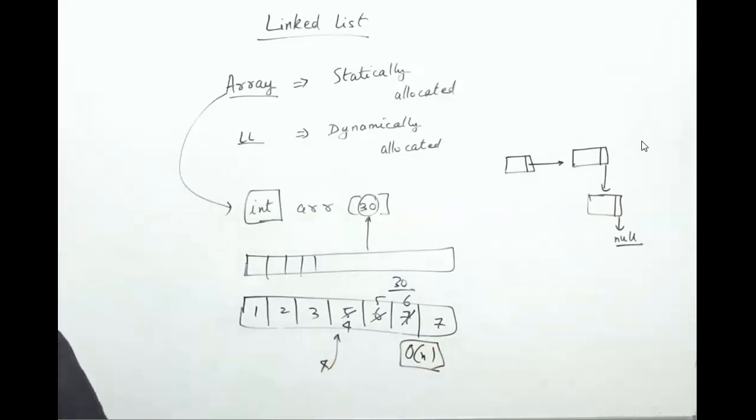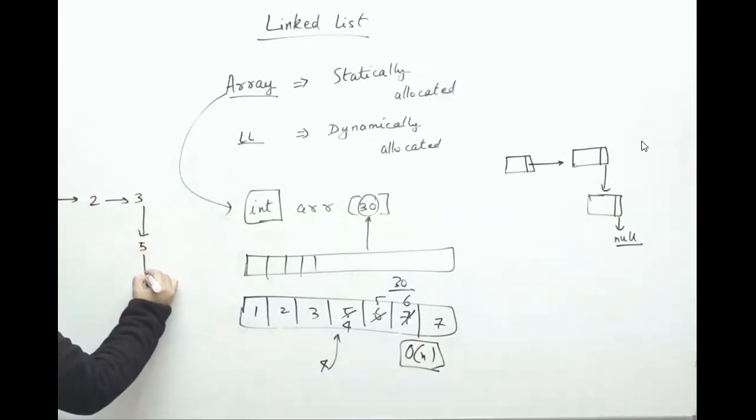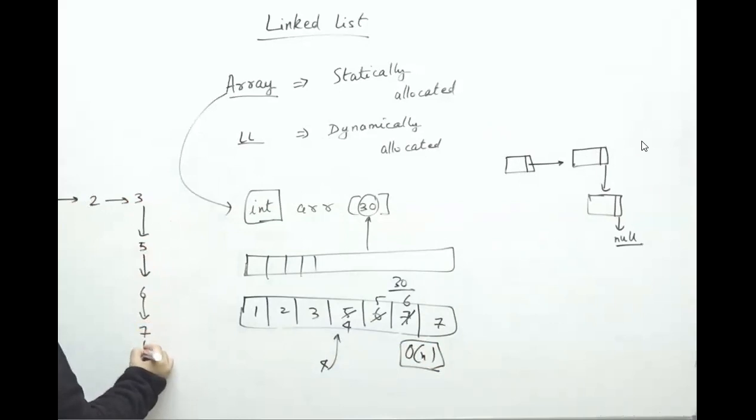Let's compare it with linked list. So let's say there was a linked list like this: 1 2 3 5 6 7 null.